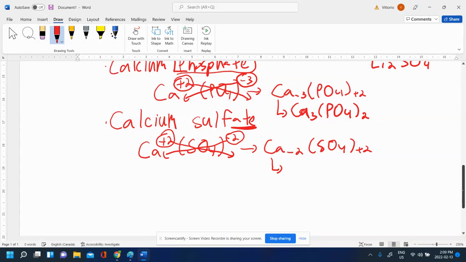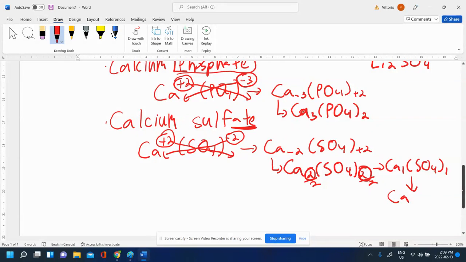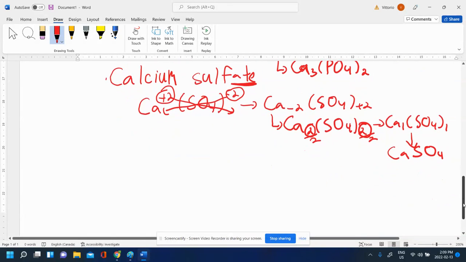You can drop the charges, the signs, so you get Ca2, SO4, 2. Notice the 2 and the 2 here can be further reduced by dividing by 2. Do not divide anything in the bracket by 2. Just divide what's outside the bracket by 2 there. What's inside has to stay the same. And you'll get Ca1, SO4, 1. Since these are both 1s, you don't have to write them in. And since you have a 1 where the polyatomic ion is, you don't have to put its bracket anymore. So you can simply put CaSO4.